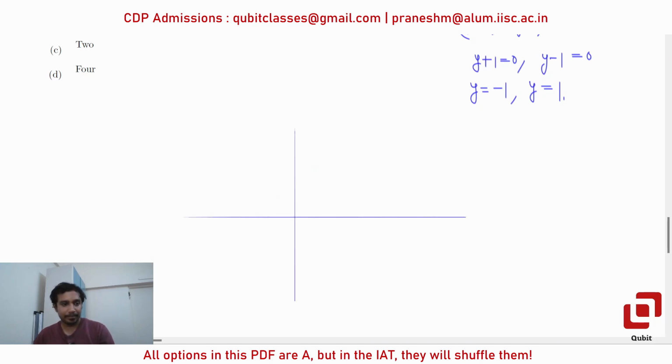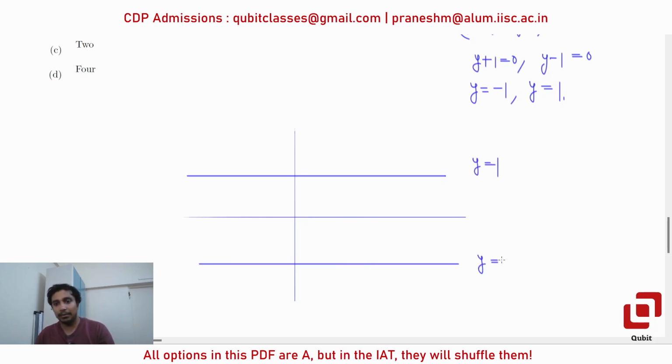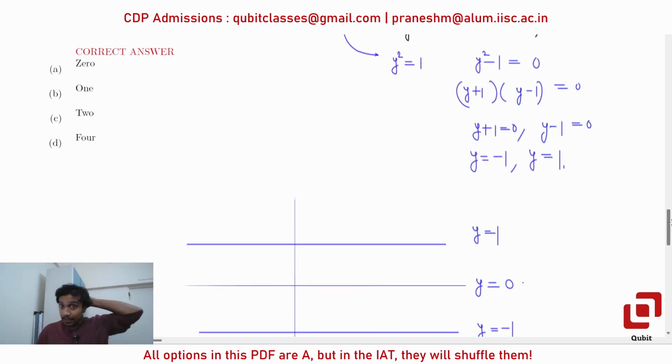Okay, so these are two parallel horizontal lines, we know that. Two parallel horizontal lines, y equal to 1 and y equal to minus 1. This is our x-axis. Okay, this is our x-axis.